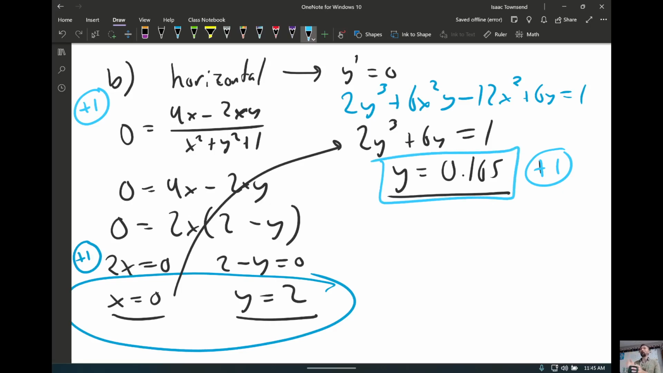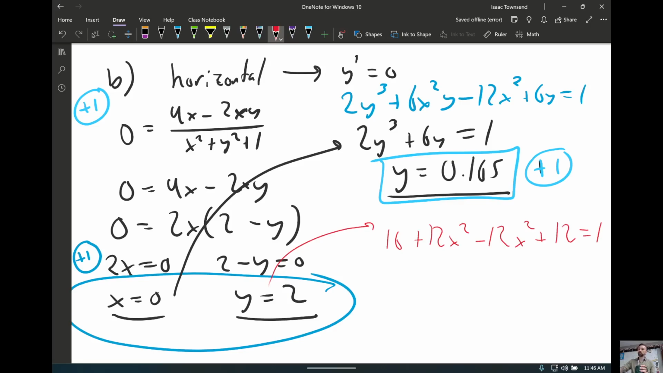There's one y value for that. Also keep in mind, horizontal lines always have an equation of y equals a number, so this is already in the correct format. Okay, but we may get others by plugging in y equals 2. So if we take the original equation, plug in 2 for y, we get 16 plus 12x squared minus 12x squared plus 12 equals 1.